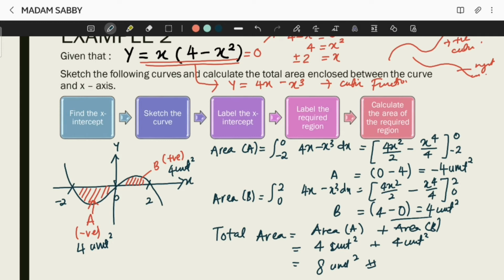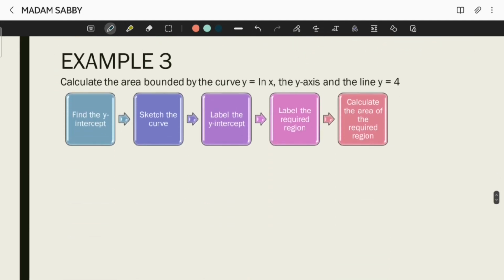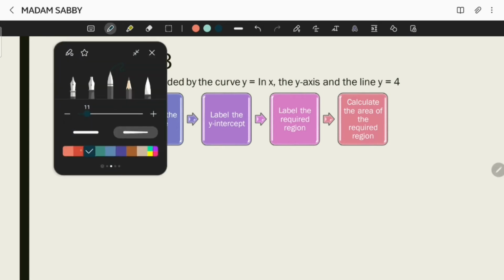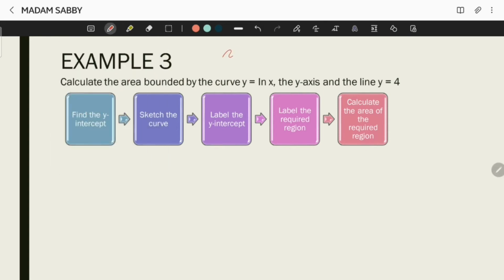Okay, so we're going to move to a third example, where we're going to find the area enclosed between the curve and the y-axis. Generally, we have the general formula, which is area equals the integral from the lower limit to the upper limit of x dy. That means they give you y equals ln x, so you need to find this function in terms of x.